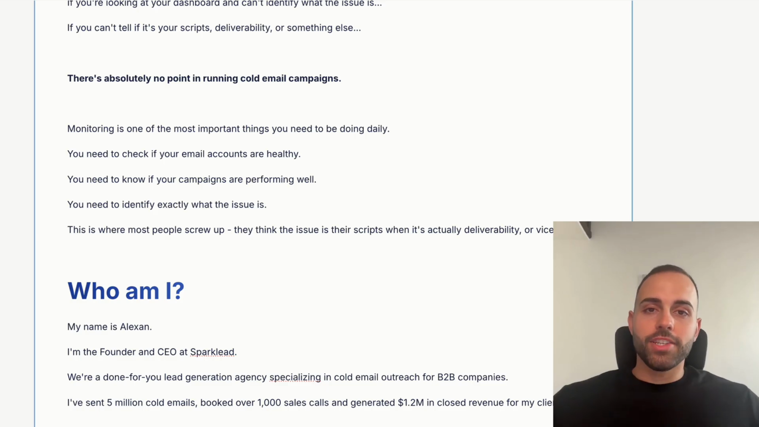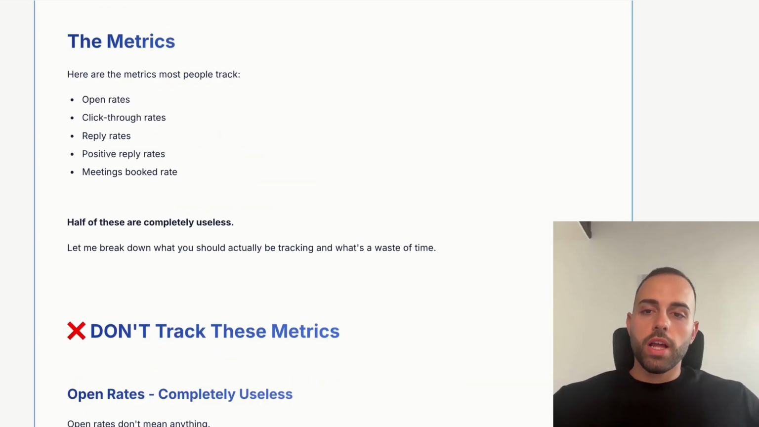Now, in order to get these results for my clients, I've launched hundreds of cold email campaigns and I've had to monitor and optimize every single one of those campaigns. So if it wasn't for proper ongoing monitoring and optimization, we would have never been able to get these results. So first of all, these are the metrics that most people track: open rates, click-through rates, reply rates, positive reply rates, and meetings booked rate. Now, half of these metrics are completely useless and they don't mean a single thing. So I'm going to break down exactly what you should be tracking and what is a waste of time.